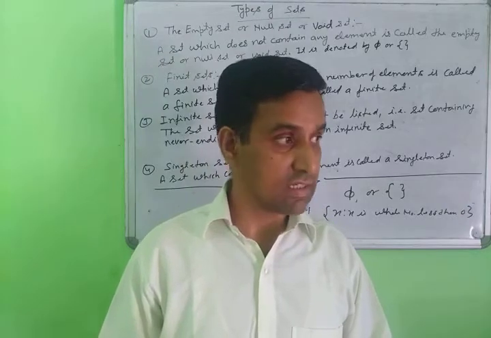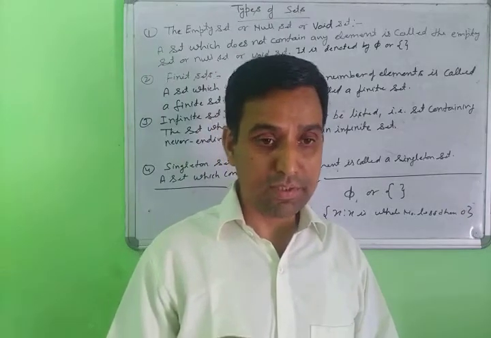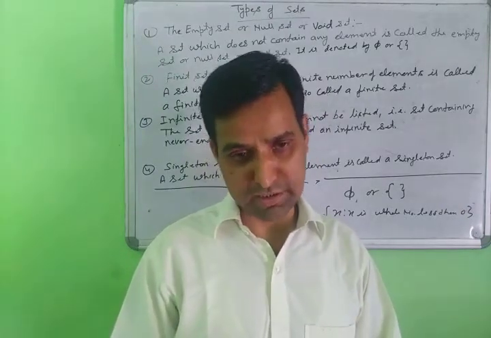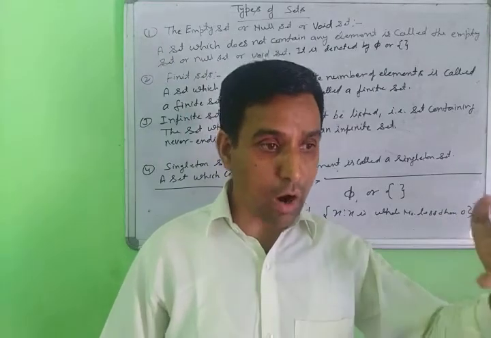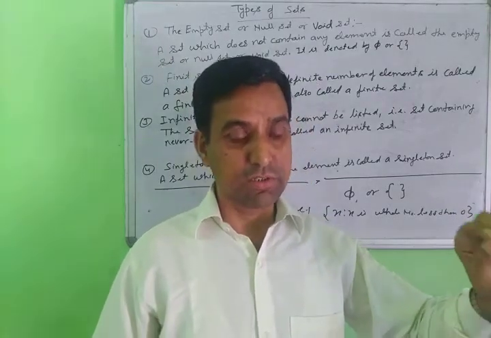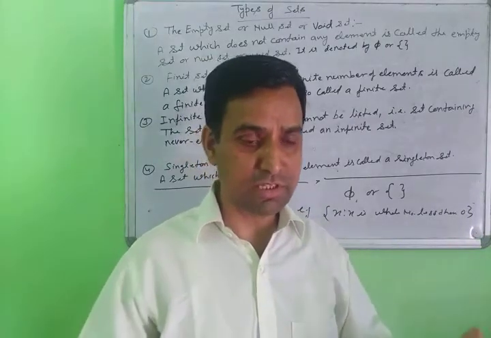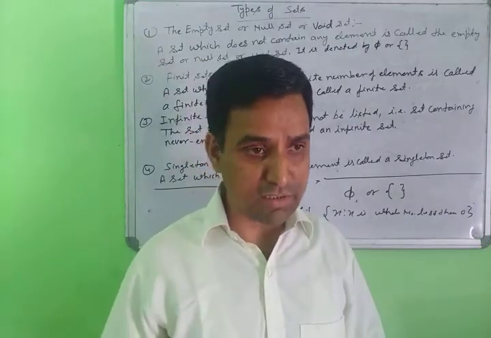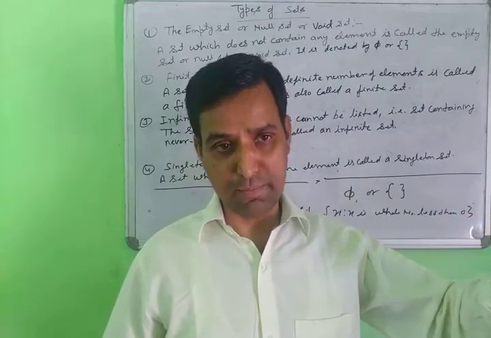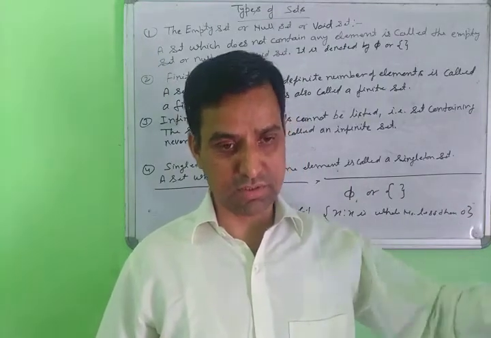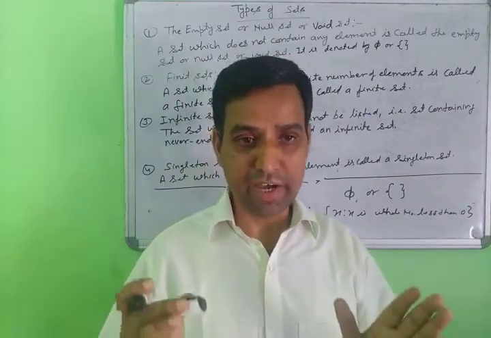Second point here, finite sets. Finite sets are those sets having a certain number of elements, meaning you can easily count the elements: 10 elements, 12 elements, 15, 100, 200, 500, 1000 elements. Means a definite number of elements. This number of elements is fixed. This is called a finite set.